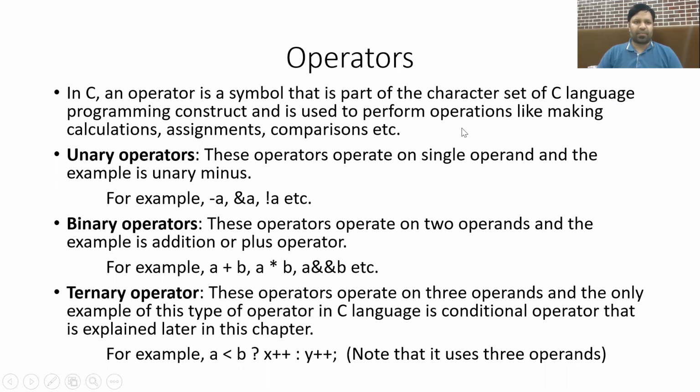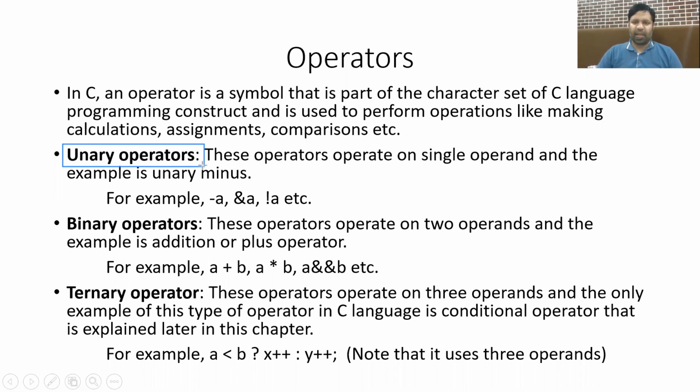What are operators? In C, an operator is a symbol that is part of the character set of C language programming construct and is used to perform operations like calculations, assignments, and comparisons. So overall, we have 3 categories of operators. One are called unary operators. Unary means 1. So what are unary operators? That are applied on a single operand.